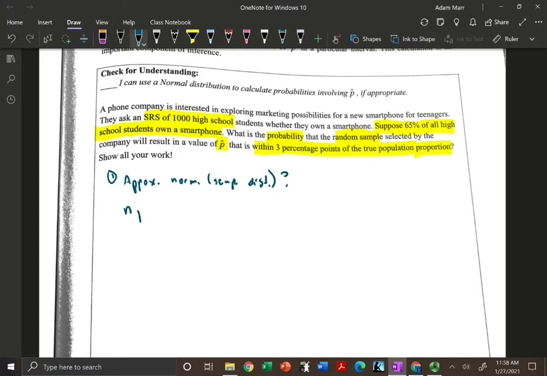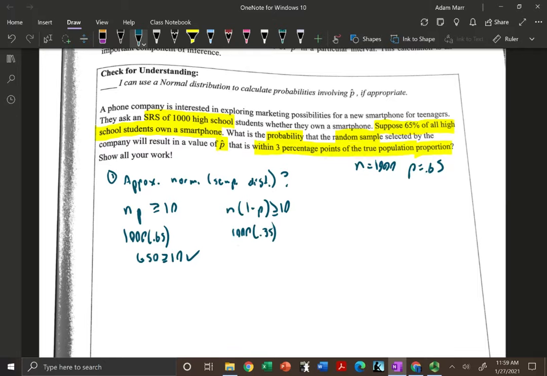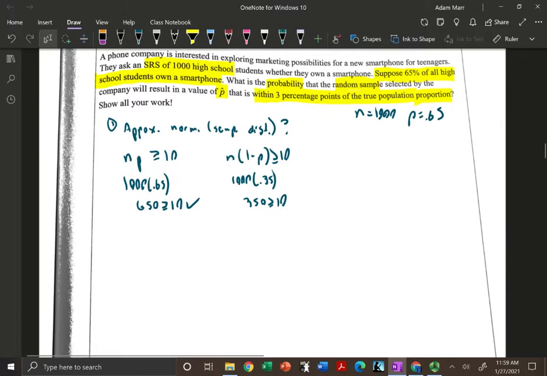All right, so let's do it. We'll do the large counts condition: np greater than or equal to 10, and n times 1 minus p greater than or equal to 10. So right here we know that n equals 1,000 and p equals 0.65, right? So 1,000 times 0.65 is going to end up being 650, greater than or equal to 10, check. And this will be 1,000 times 0.35. That's going to be 350, greater than or equal to 10. So we can say right here, the sampling distribution of p hat is approximately normal. Okay, good.